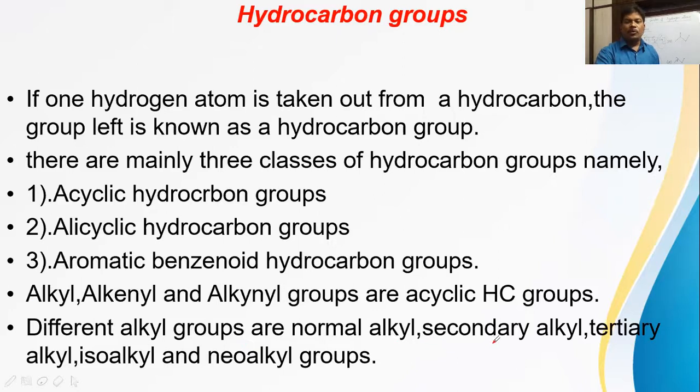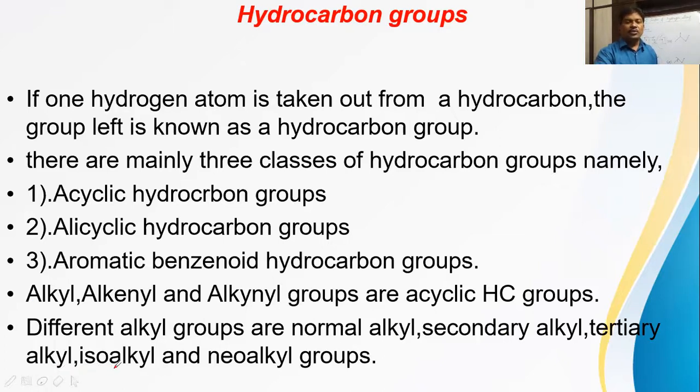And secondary alkyl group. If you remove a hydrogen atom from the secondary carbon of an alkane molecule, if hydrogen is removed from a secondary carbon atom, in that case we say secondary alkyl group. And tertiary alkyl group, meaning what? Tertiary alkyl group indicates what? The removal of hydrogen occurs from the tertiary carbon. From the 3-degree carbon, if you remove a hydrogen atom, the alkyl group formed is called tertiary alkyl group.